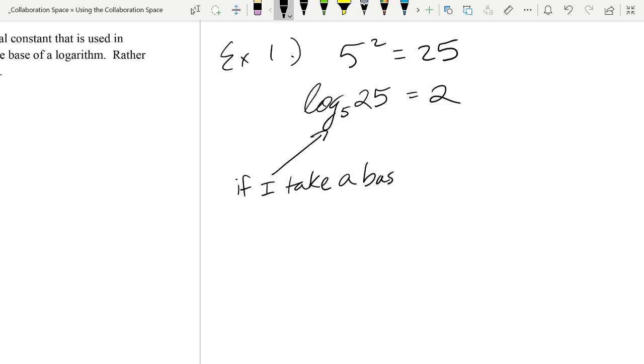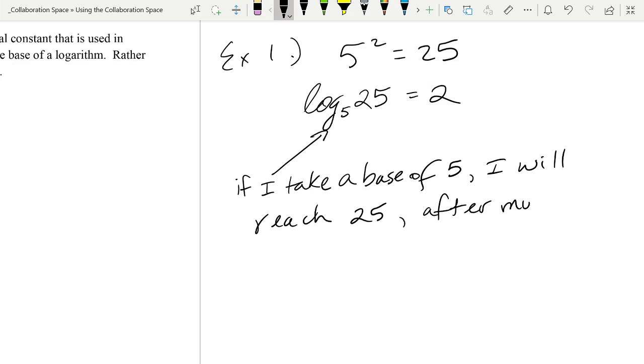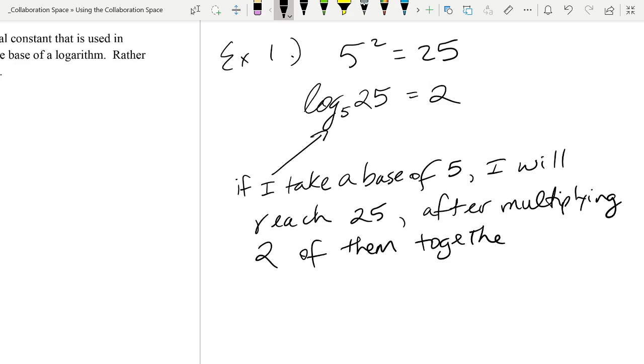If I take a base of 5, I will reach 25 after multiplying 2 of them together. That's the way I think of a logarithm statement. If I take a base of 5, I will reach 25 after I've multiplied 2 of them together.